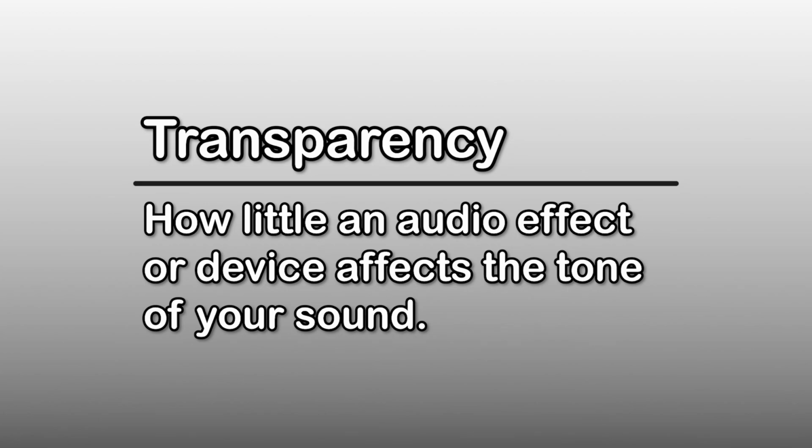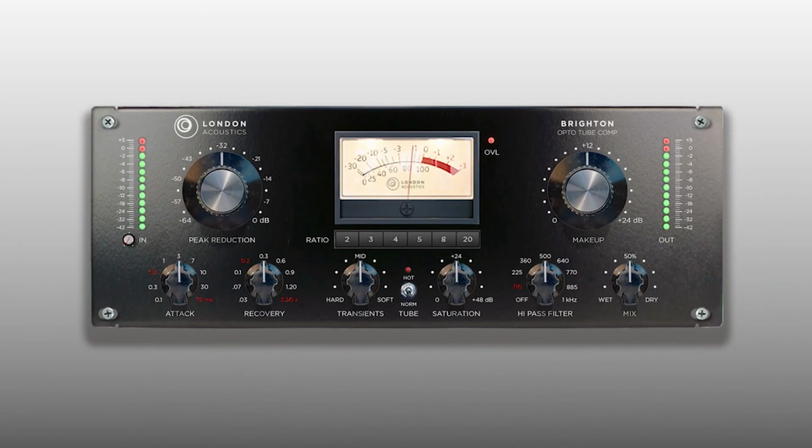Transparency in audio is how little that audio effect or device affects the tone of your sound. In the case of most other compressors, turning up high values on one can lead to distortion or more saturated sound. In other words, though there is compression in the audio, there's relatively less distortion or additional texture in VCAs compared to other compressor types.